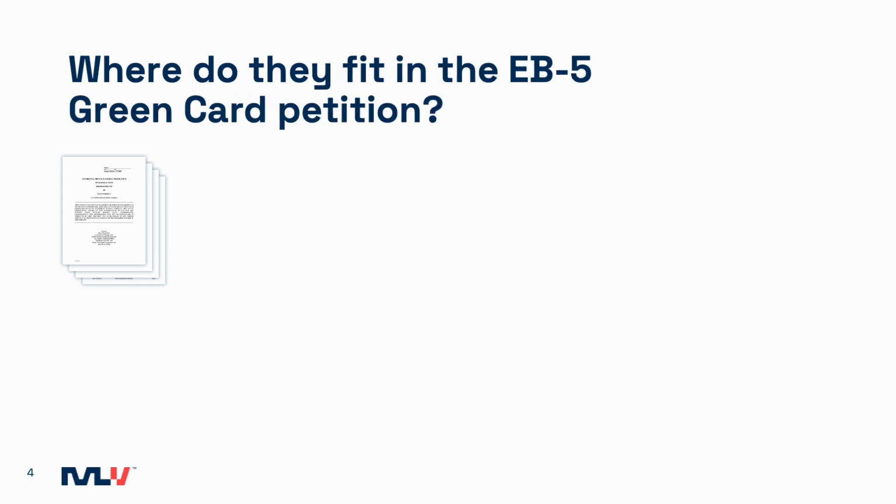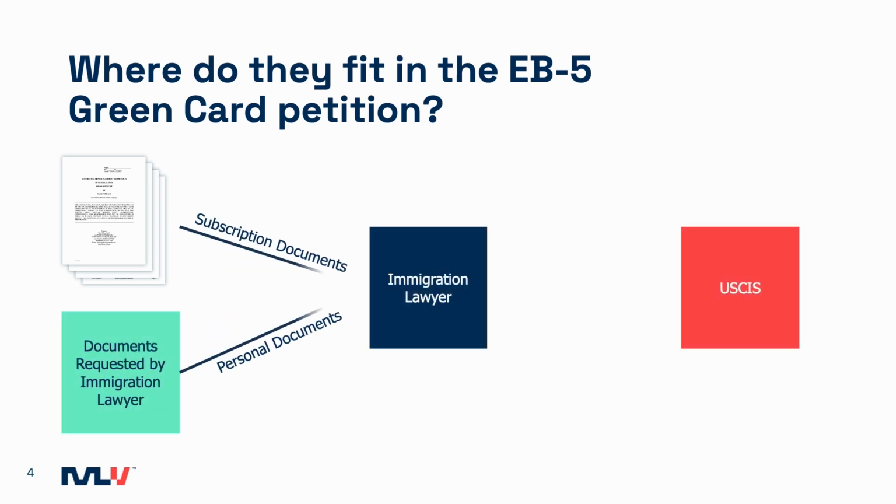The subscription documents only serve to link the investor to the EB5 project. Other documents are required to complete the I-526E green card petition. The EB5 investor's immigration lawyer will work with them to collect all necessary documents to complete the petition. Though the subscription documents are the same for every EB5 investor, each EB5 application will vary dependent on the EB5 investor's personal situation, and the documents required to complete the I-526E green card petition will vary for each EB5 investor.